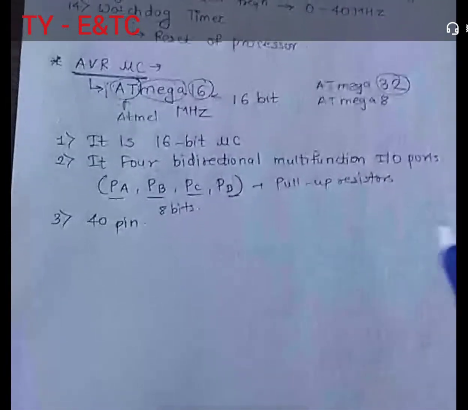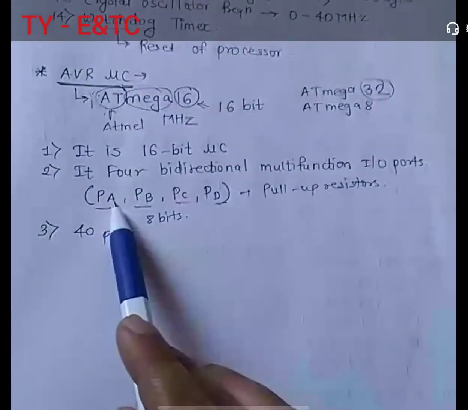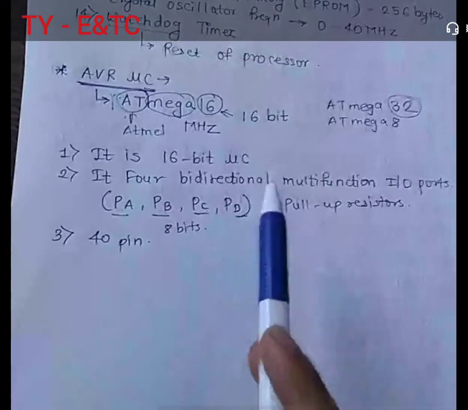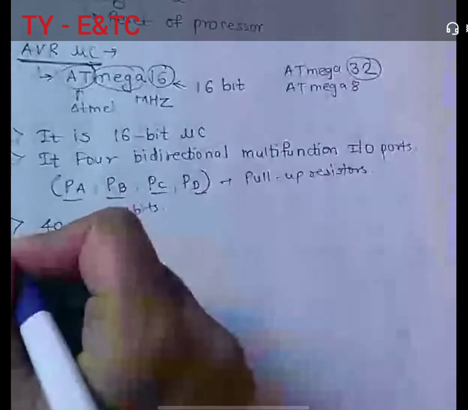So large amount of power saving, large amount of current saving can be done with the help of these pull-up resistors. So each and every port is having the pull-ups. Okay, this is one of the advantages here, as well as the feature.